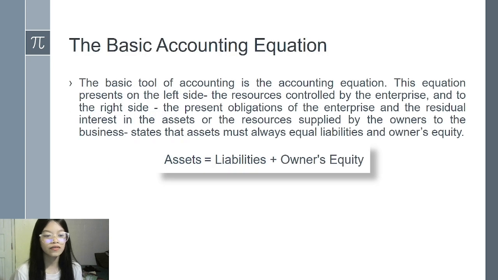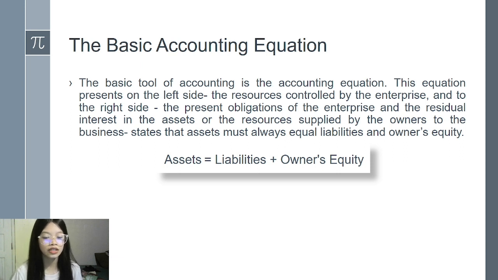The basic tool of accounting is the accounting equation. This equation presents on the left side the resources controlled by the enterprise, and to the right side the present obligations of the enterprise and the residual interest in the assets or the resources supplied by the owners to the business. It states that assets must always equal liabilities and owner's equity. So in other words, it is the fundamental accounting equation. It is also called the balance sheet equation.